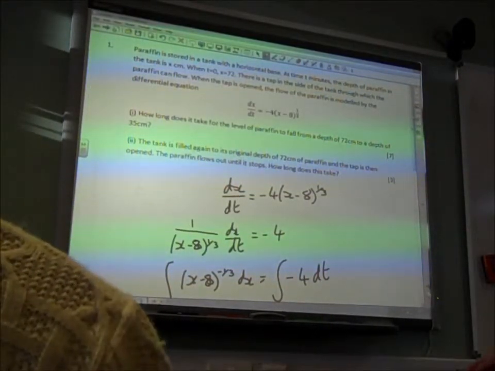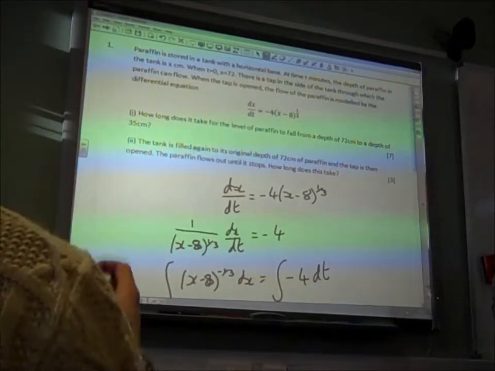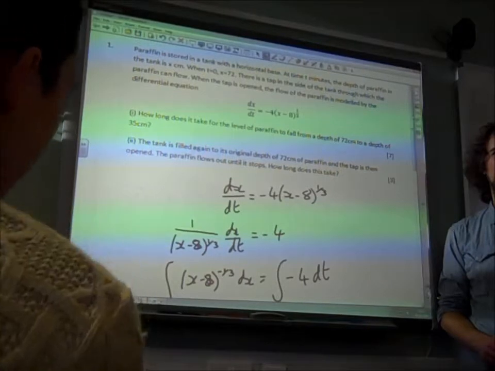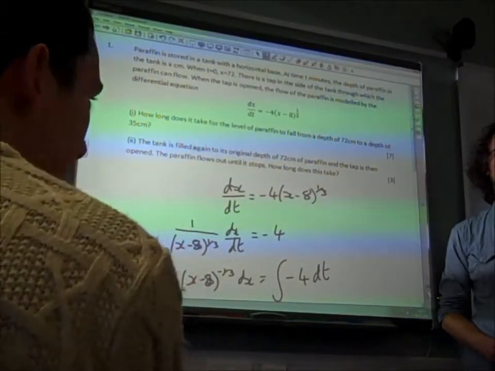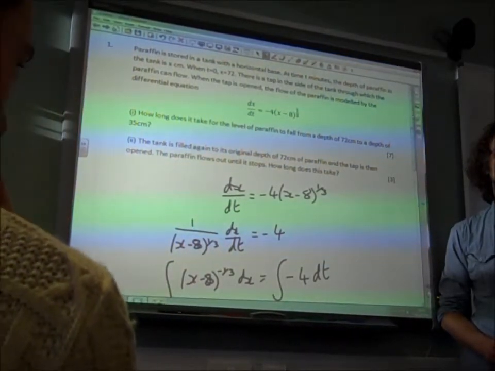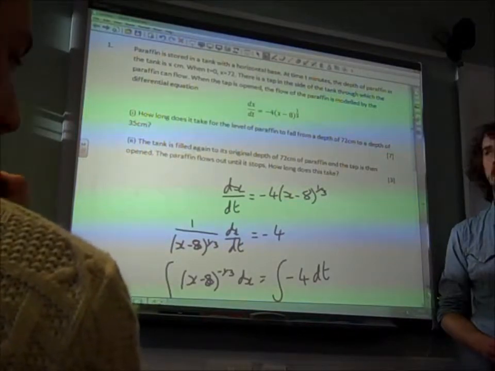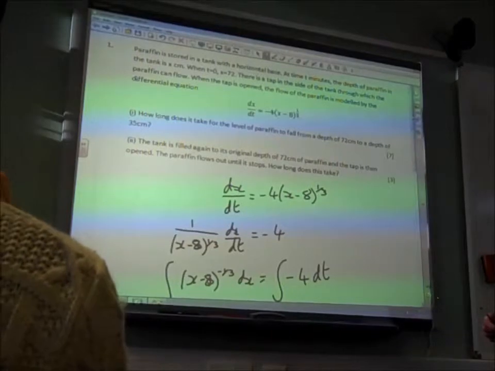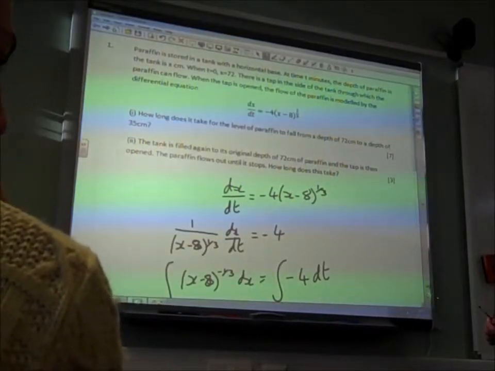The tank is filled again to its original depth of 72 centimetres of paraffin, and the tap is then opened. The paraffin flows out until it stops. How long does this take?